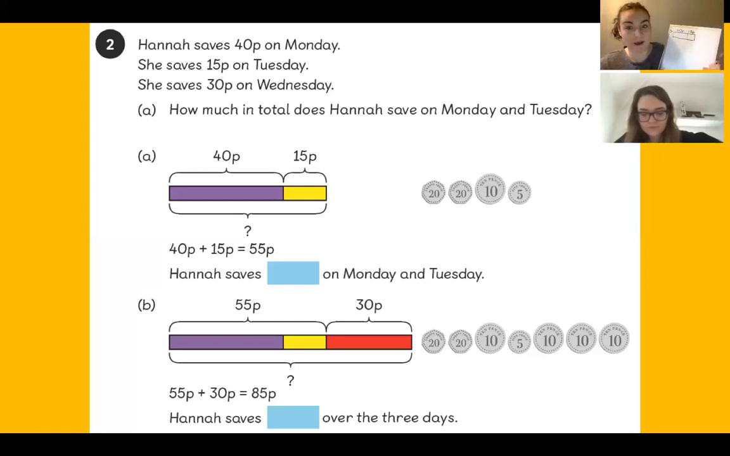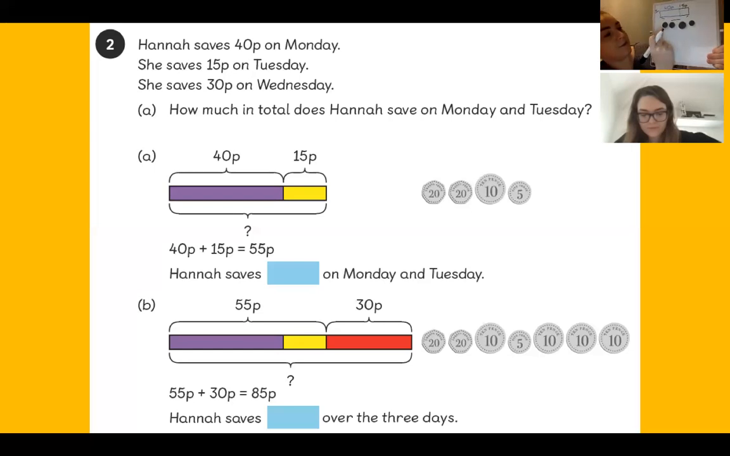Now, I have got my coins to help me. So I've got my 40p, and then I've got my 15p. And you are going to help me count to see how much I have in total. Oh, let's move it down a little bit so Miss Fen can write her total underneath the bar model. So I need to find out the total amount for my bar. So I've got 40p and my 15p, and you're going to help me count it.